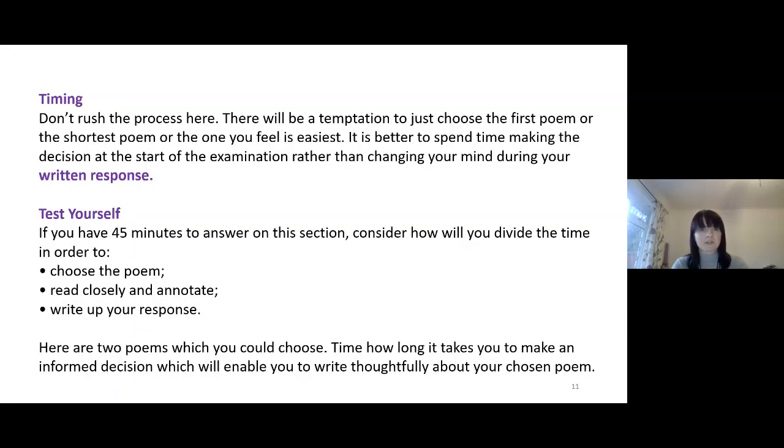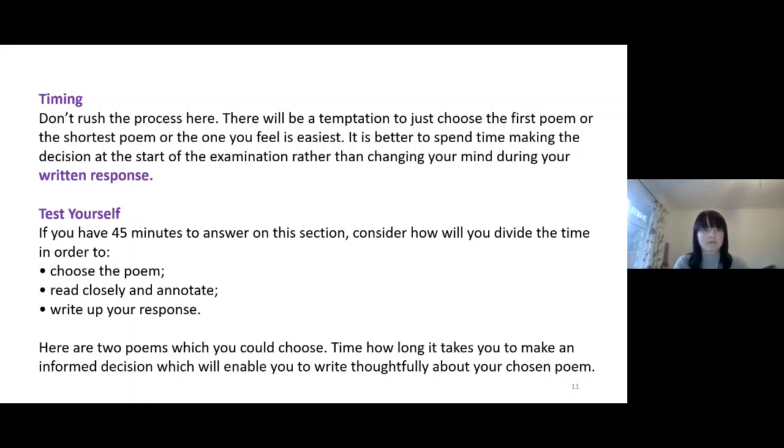Again, there's this emphasis on timing, so don't rush the process. It's really easy to just choose the first poem that you come across, or the shortest poem, or the one you think is going to be easy. It's better to spend your time making a really careful decision rather than halfway through going, oh gosh, I'm done, I've got nothing else to say, and having to change your mind halfway through your written response.